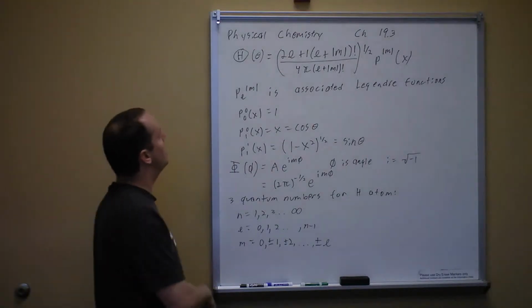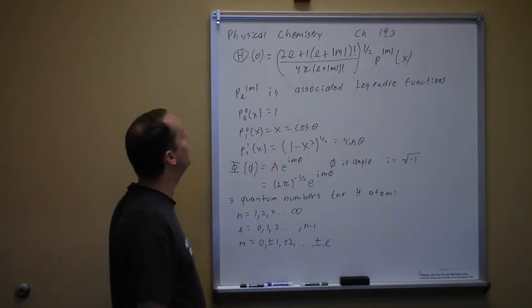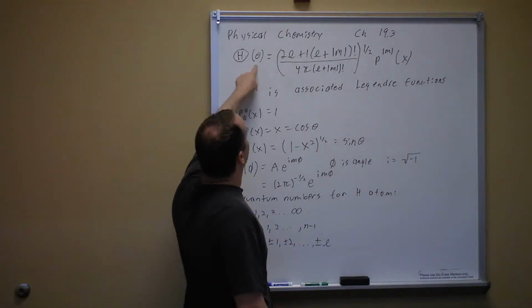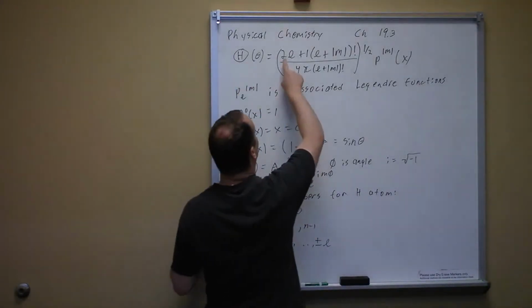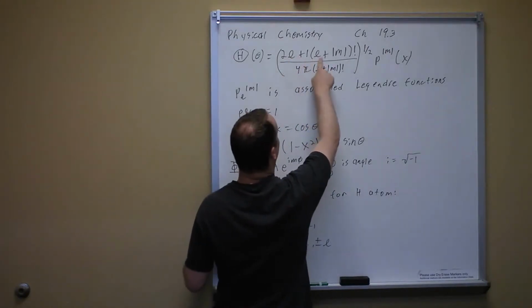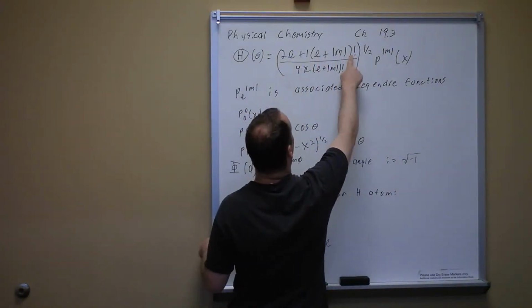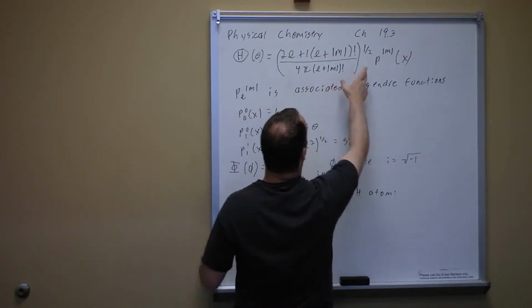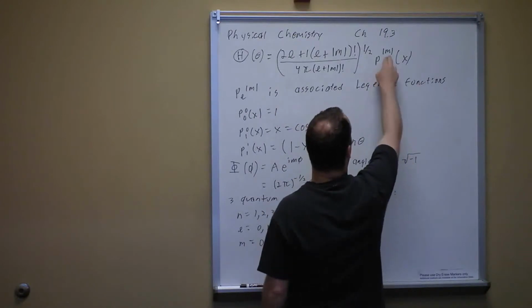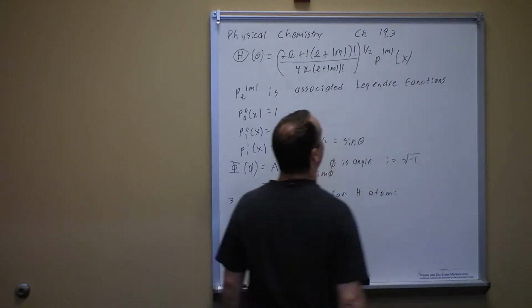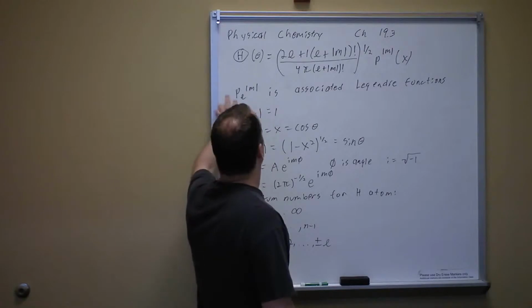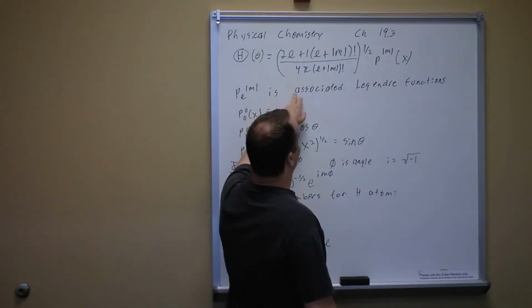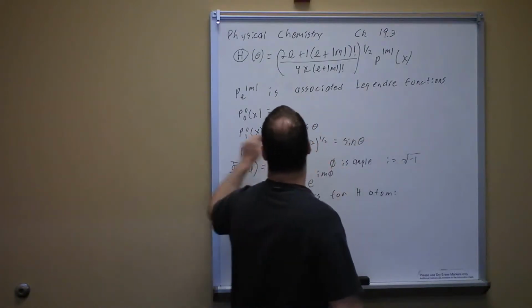We're talking about a hydrogen atom. So we also have that function capital Theta, a function of lowercase theta. That's equal to 2 times l plus 1 times l minus the absolute value of m factorial over 4 pi times l plus the absolute value of m factorial, all that to the square root, times P to the absolute value of m of x. Now this polynomial here, this P of l to the m, that's the associated Legendre function.